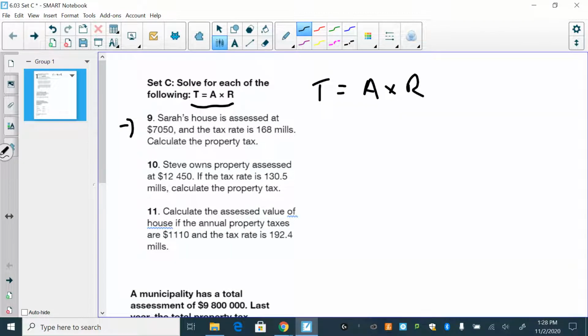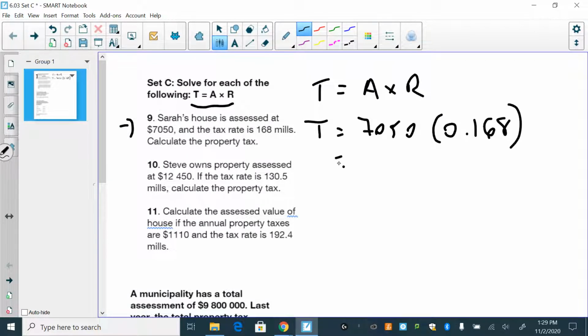So let's just look at number 9. Sarah's house is assessed at 7,050. So that's my A. And the tax rate is 168 mils. But remember, you have to convert that to a decimal. It's almost like it was a percent. So remember, you got to divide by 1,000. So my R, when I use it as a decimal, would be 0.168. So that's the rate I'm working with.